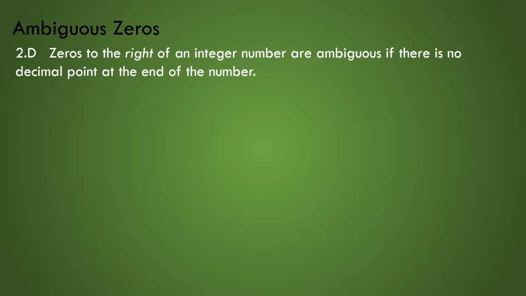Now we look at a specific case that causes some angst among many science students. Zeros to the right of an integer number are considered ambiguous if there's no decimal point at the end of the number. Let's demonstrate what I mean by looking at the integer value 4,500. We cannot figure out just by looking at this measurement which digit is the one that's being approximated. Is it the 5 or one of the two zeros at the end? This is a bad form of writing a scientific number and is considered incorrect.